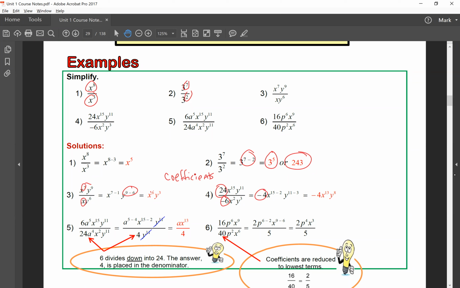Review integers, again, for the new students, we did this earlier. You can always use your calculators as well. Okay, what about the x's? 15 minus 2 is 13, and the y's, 11 minus 3 is 8. This is pretty straightforward. I don't think I need to do all 5 of these. It's more of the same thing over and over.